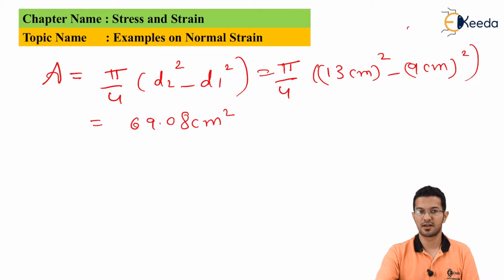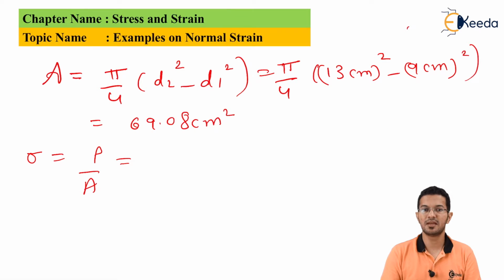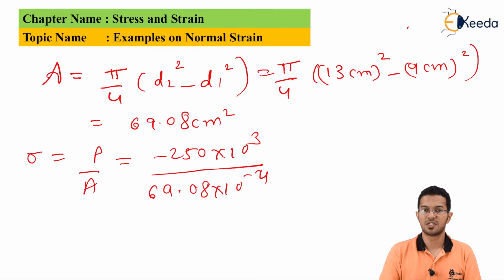Let's write it down. We know that P is nothing but minus 250 into 10 to the power 3 Newton, and area has been found out to be 69.08 into 10 to the power minus 4, which gives us the answer as minus 36.19 megapascal.